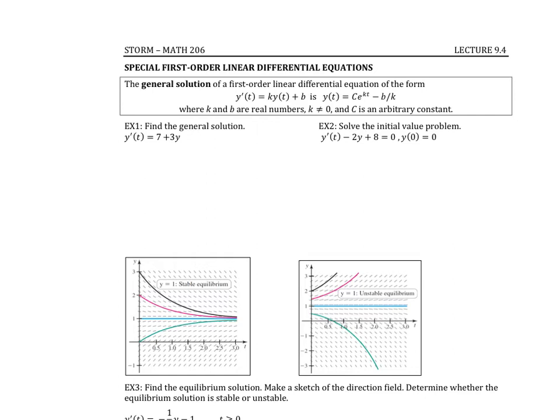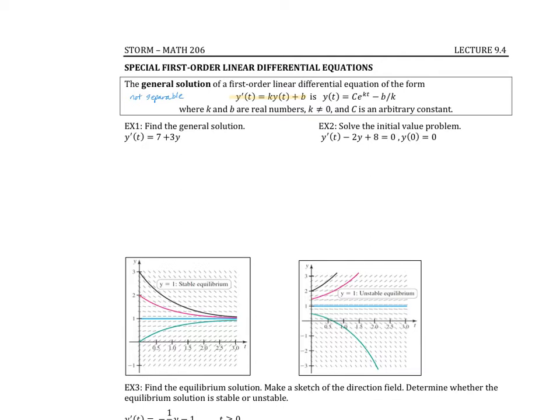In section 9.4, we're going to look at another type of differential equation, a special type. This is a first order linear differential equation, and it's the derivative equal to the function k times y plus some constant b. So this particular form is not separable, because if I subtract k times y of t from both sides, I'm not going to have a product of the derivative times the function. It's going to be a subtraction problem instead.